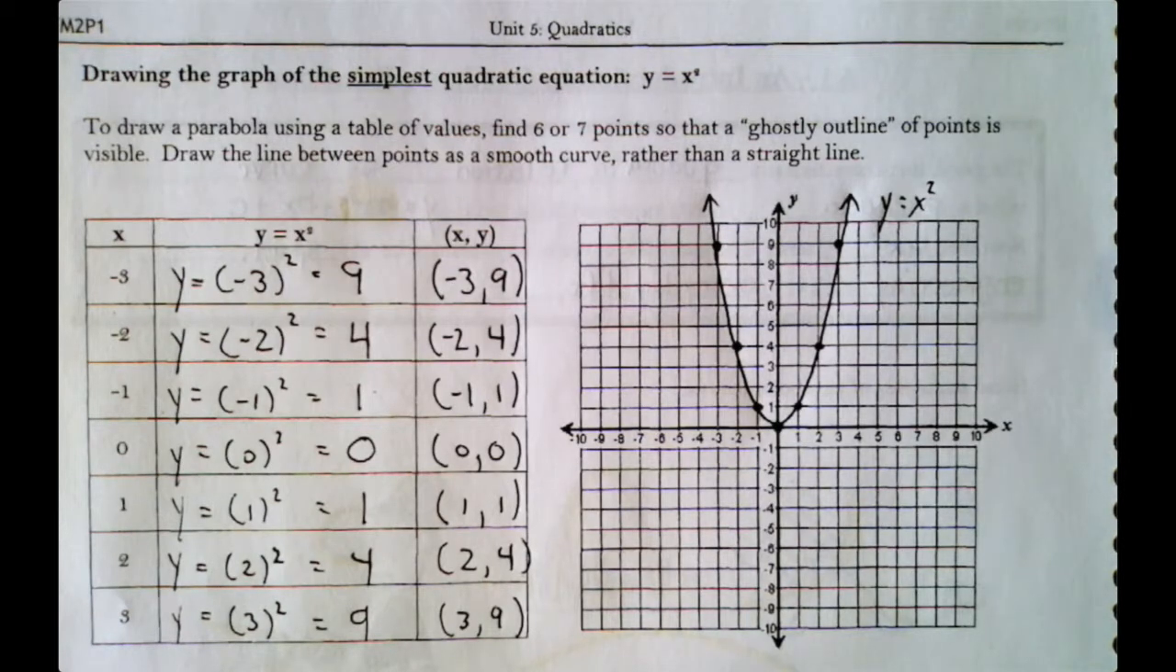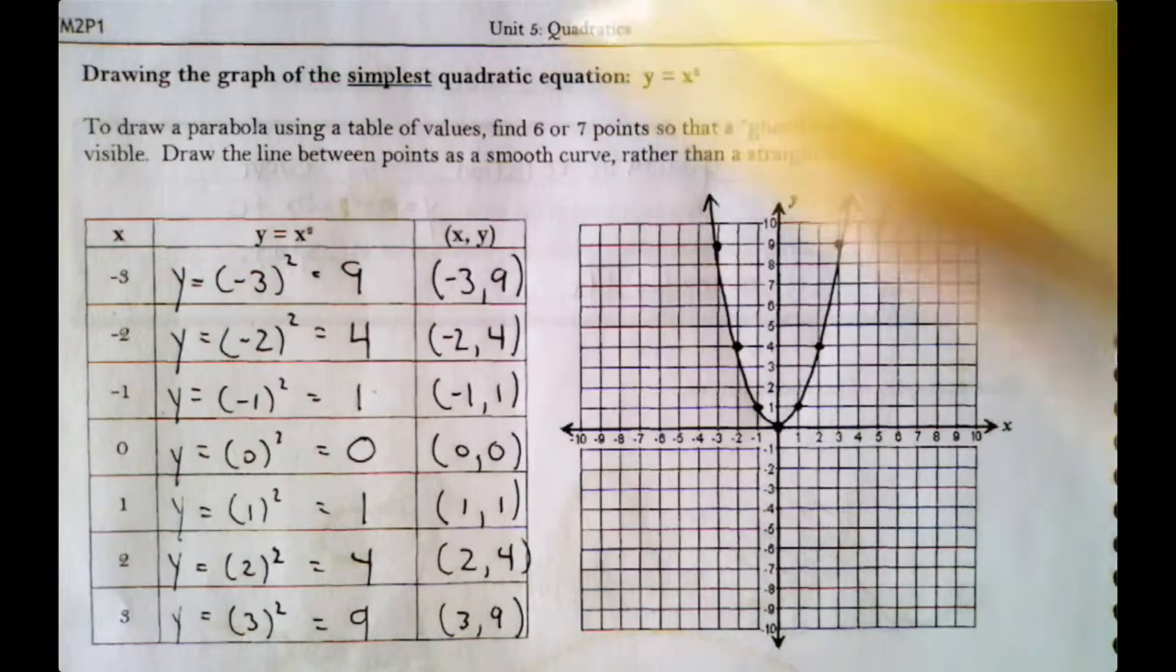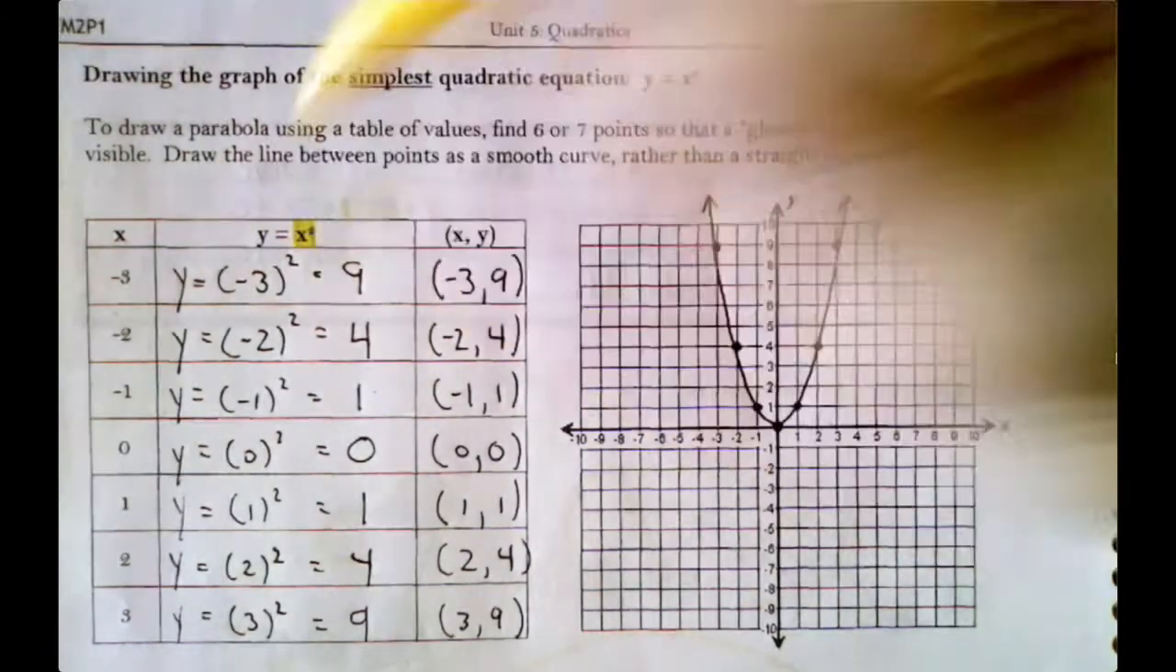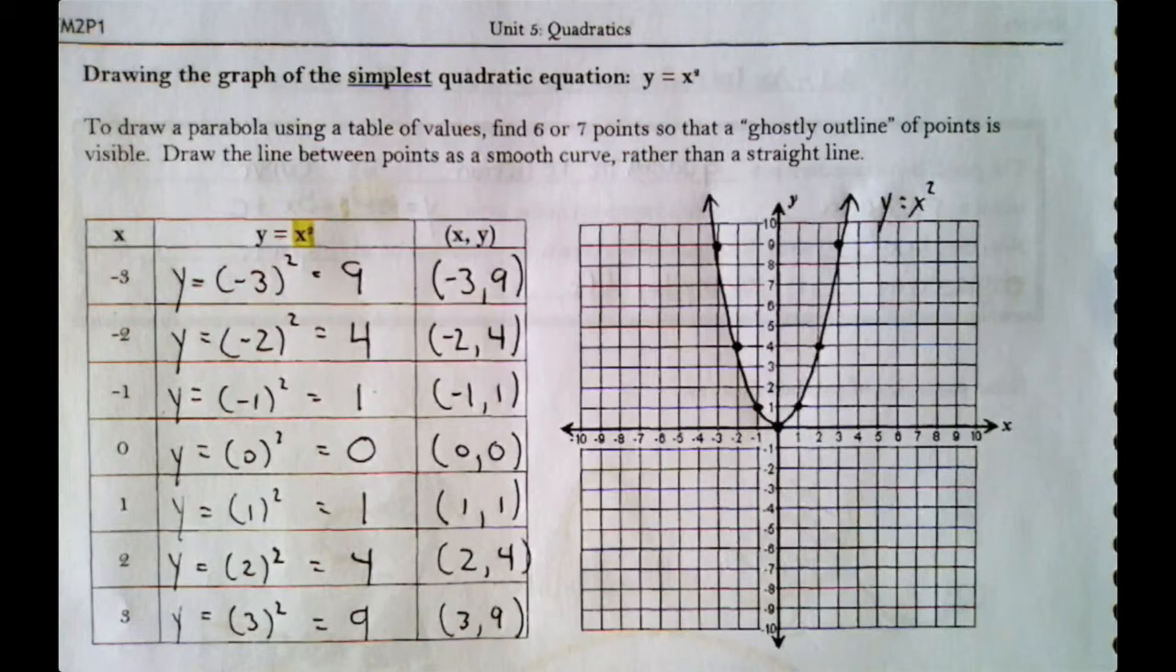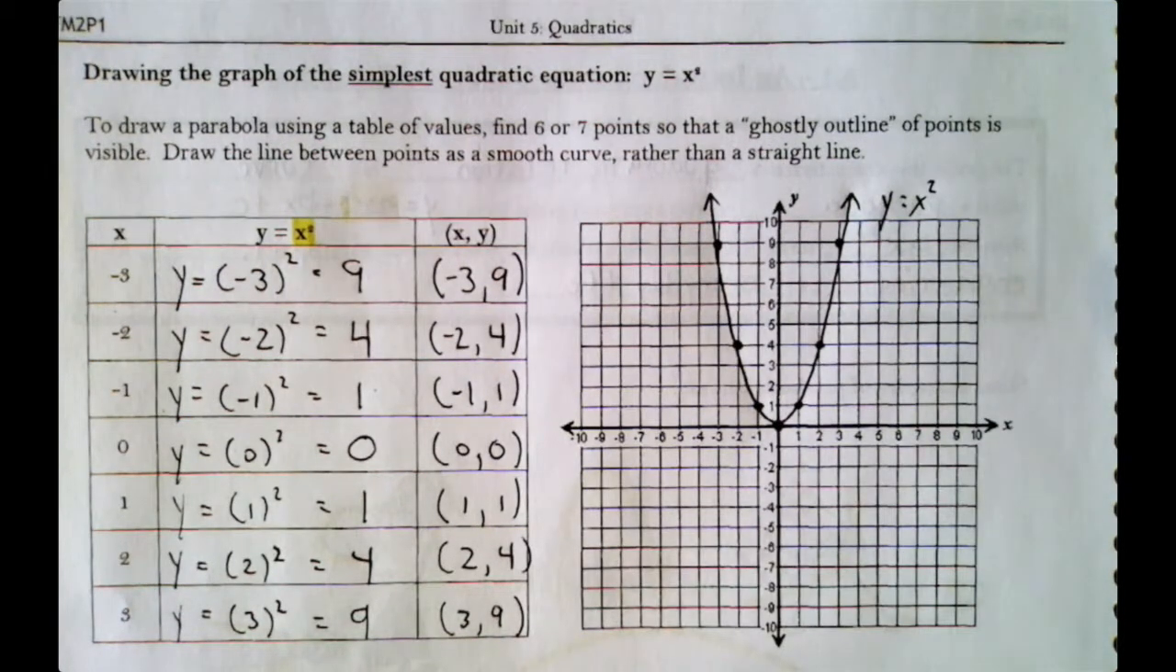So this is the simplest parabola that you can graph, and the reason it's the simplest is because it has the simplest equation. The x squared part of the equation has to be there to make it a quadratic, and we have nothing else in the equation to change our parabola, so we just have the simplest parabola. Let's go to the next one.